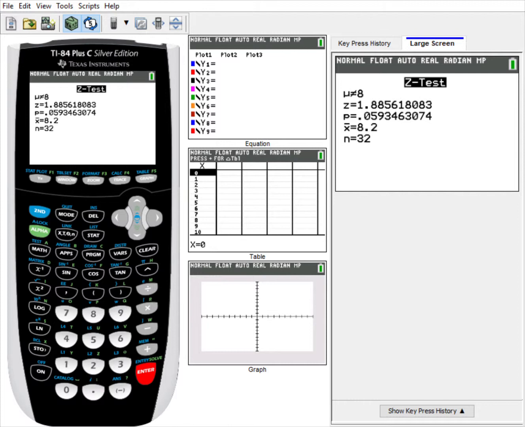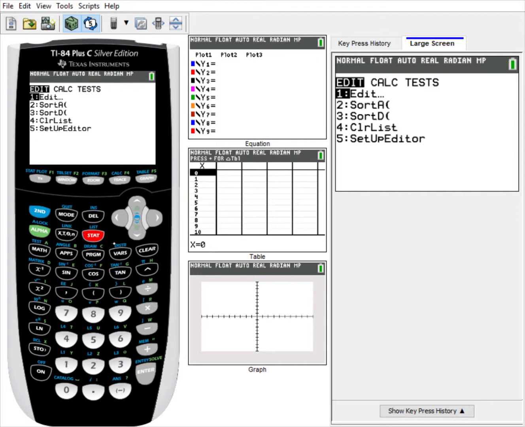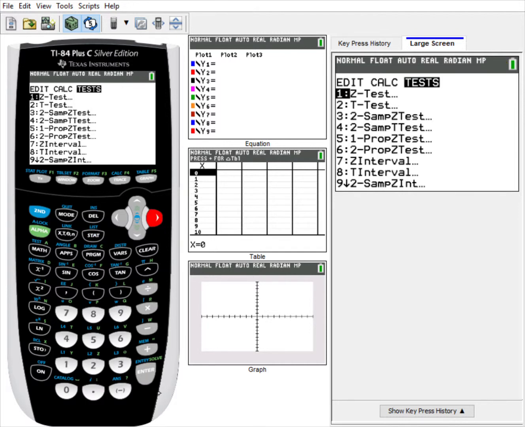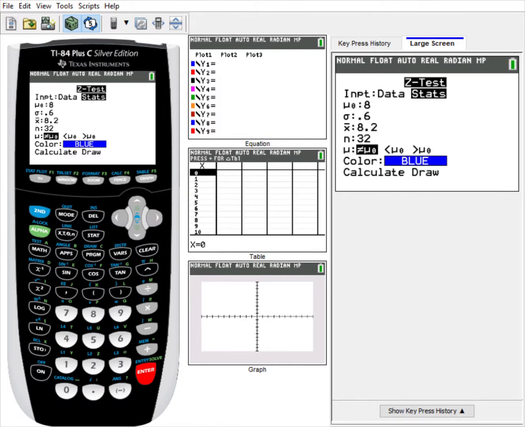When you're doing some homework problems and you're running a test that requires data, all we're interested in is input all of your data in L1. Make sure not to make any typos. The rest is pretty self-explanatory. You will put the number for your null hypothesis. You will put the number for your standard deviation of a population that is given to you, and you tell your calculator whether it's a two-tailed test, left tail test, or right tail test.